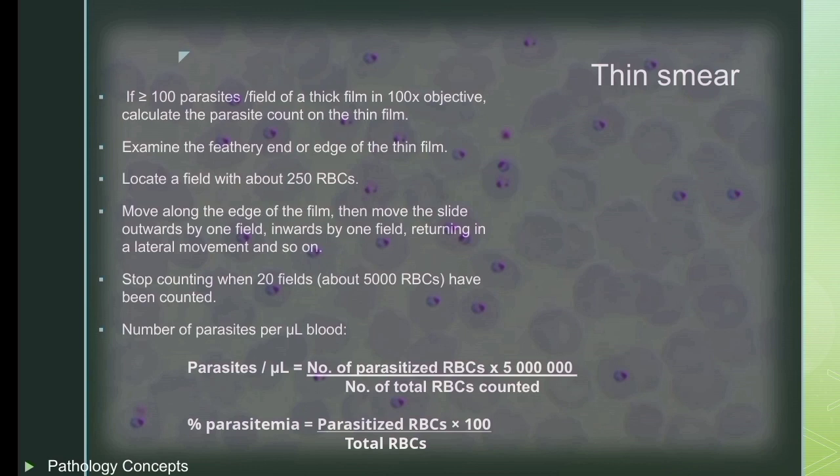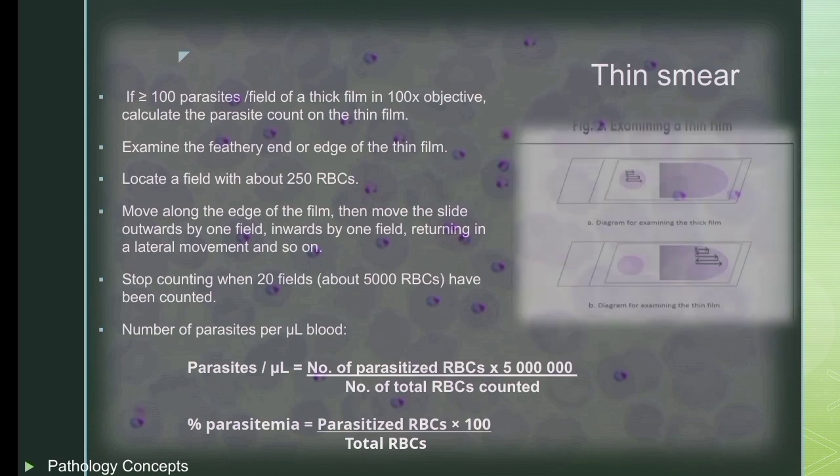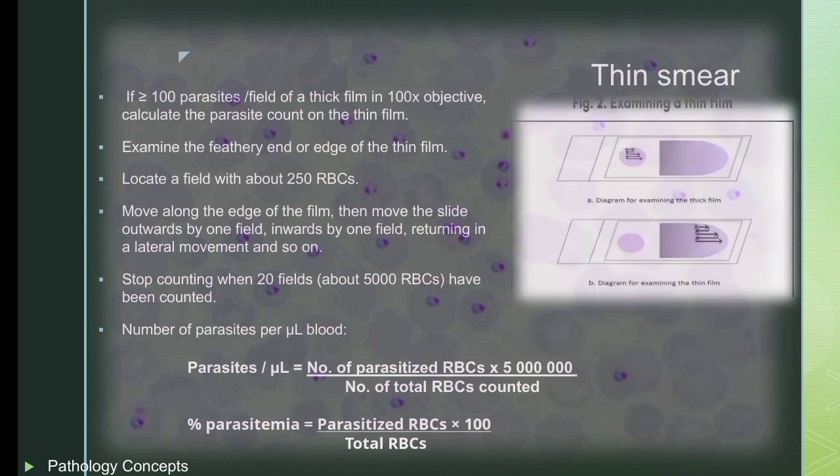Let's see how to count parasites on the thin smear. If more than 100 parasites are present in each field of thick smear under the 100x objective, calculate the parasite count in the thin smear. Examine the feathery edge of the thin smear where the RBCs lie side by side and there is minimal overlap. Locate a field with about 250 RBCs. A typical field should contain 250 RBCs.